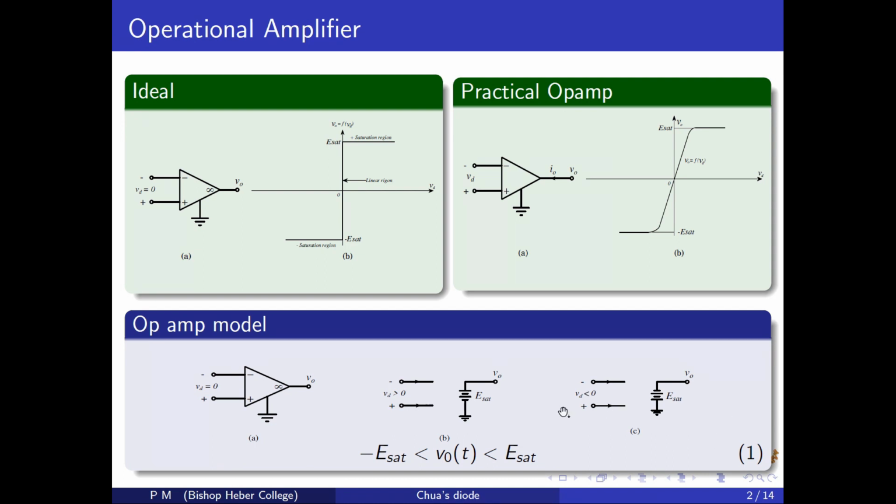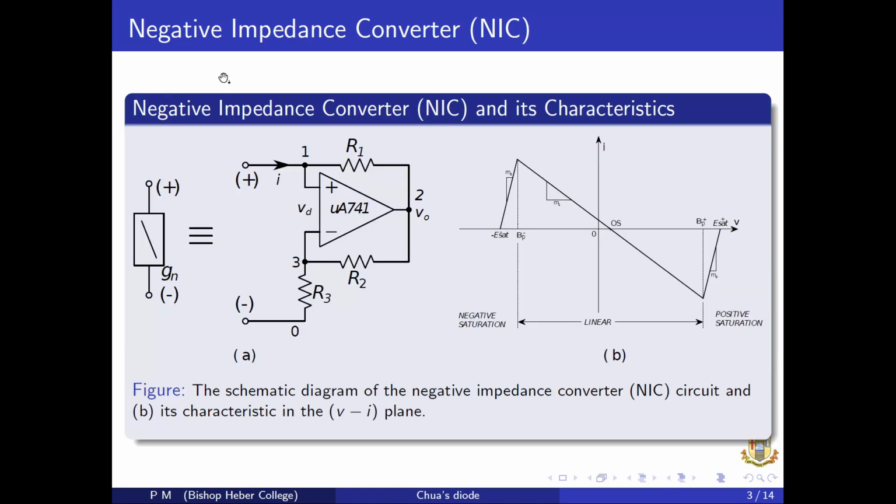In the linear region, the output voltage of the operational amplifier satisfies the inequality called the validating inequality. The equation of the validating inequality is given here, that is, minus E saturation less than v of t less than E saturation. Negative impedance converter.